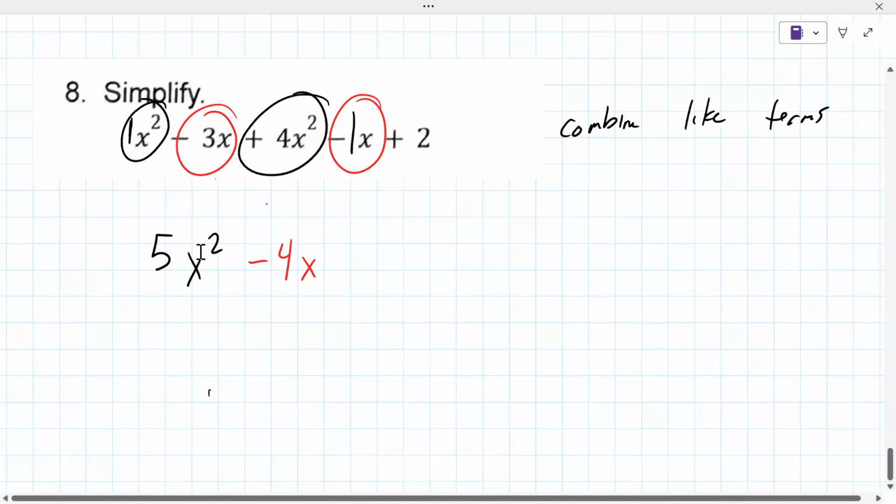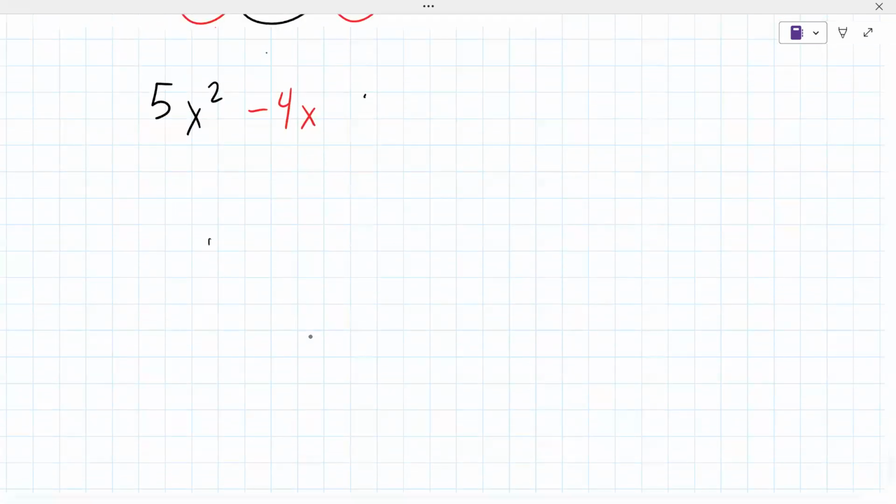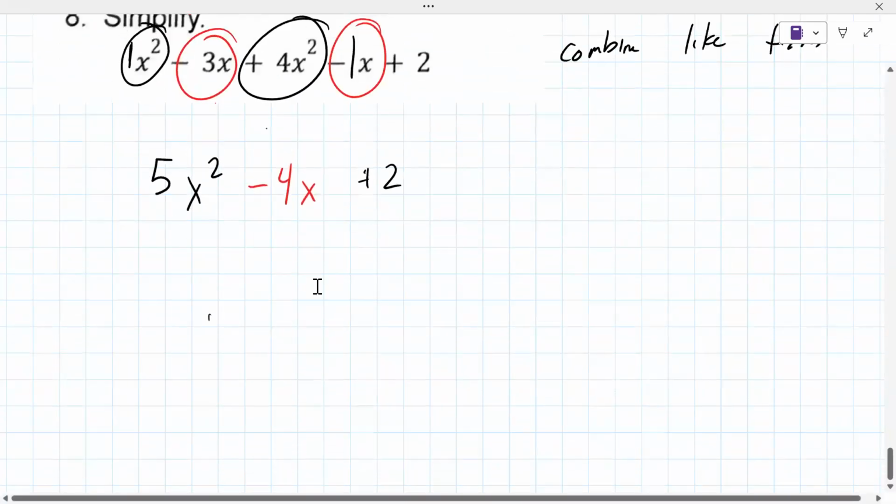Okay. So let's do something simpler. 1x squared plus 2x squared is 3x squared. No, you cannot combine these. These are not like terms. They don't have the same exponent power.